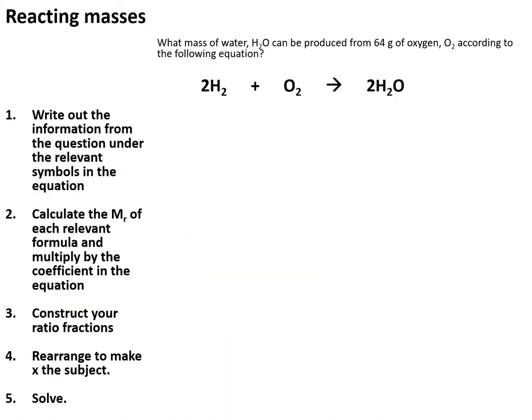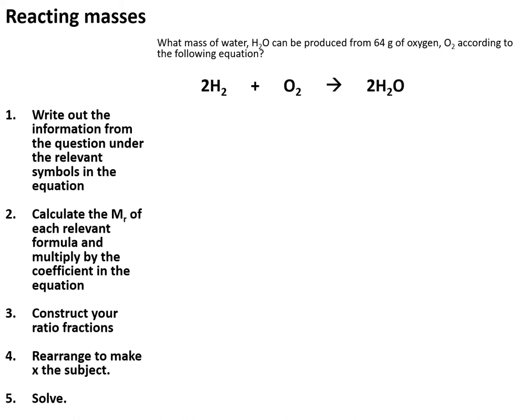Reacting masses questions are ones that ask us, you know, if you've got 5 grams of substance A, how much of substance B will you make? Or if you've got 10 grams of substance B, how much of substance A will react with it? Or if you want to make 50 grams of substance B, how much of substance A do you need? Okay, but they all follow the same pattern.